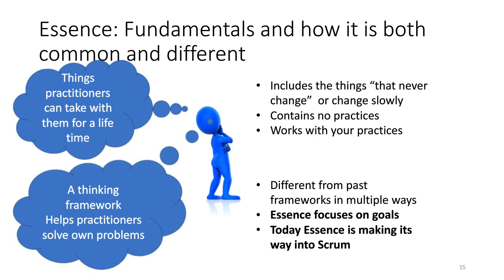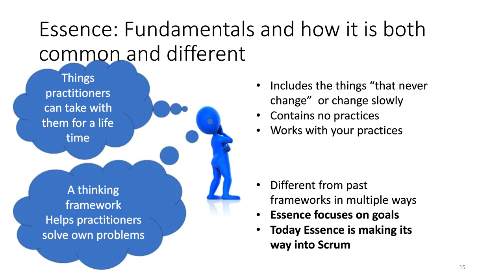Another way it is different, I like to say that Essence is the first framework that I know of that works with any practices and was developed for practitioners to solve their own problems. Now, some people come back to me and say, isn't Scrum for practitioners, and doesn't it help solve problems? And I answer that by saying, yes, but here's the difference. Scrum is a set of practices. Essence contains no practices. Essence, on the other hand, focuses on goals. And by focusing on goals, it can help teams with Scrum or any other approach they're using.